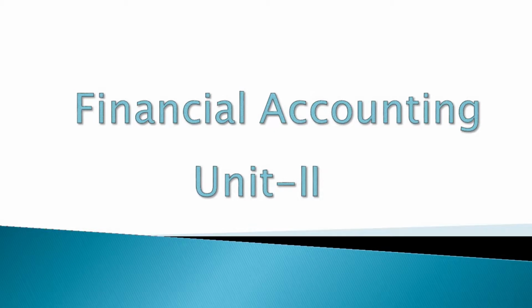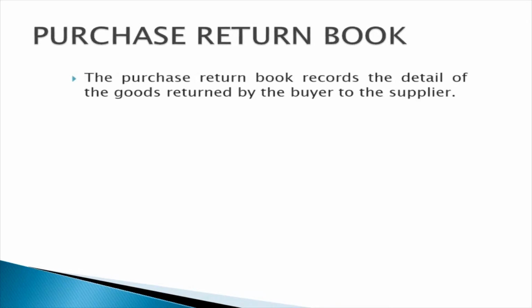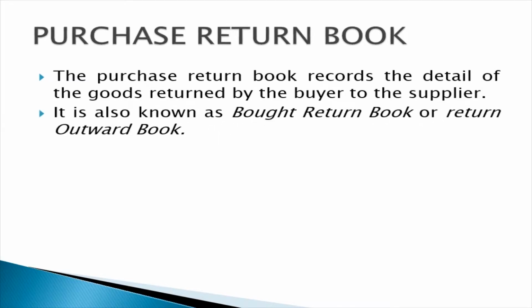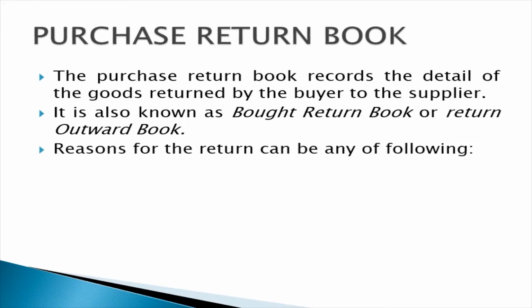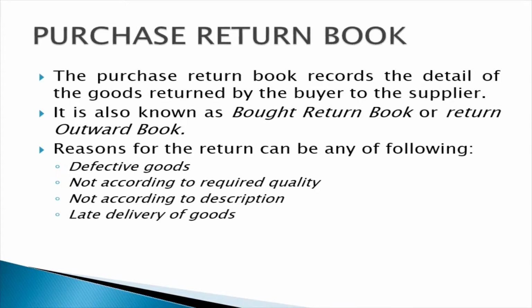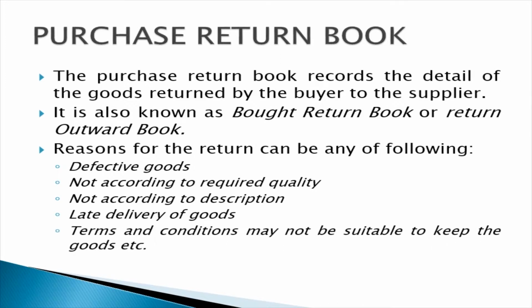Next type of subsidiary book is purchase return book. The purchase return book records the details of the goods returned by the buyer to the supplier. It is also known as bought return book or return outward book. Reasons for the return can be any of the following. First one is defective goods or not according to required quality, not according to description, late delivery of goods, terms and conditions may not be suitable to keep the goods, etc.